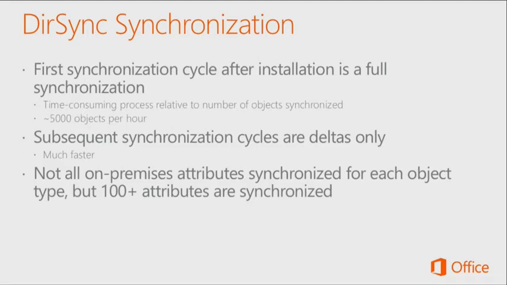The next synchronization cycles are deltas only. They're much faster. Not all on-premise attributes are synchronized for each object type, but 100 plus of them are synchronized. So if you're using some attributes that are maybe custom or something like that, they may not synchronize.